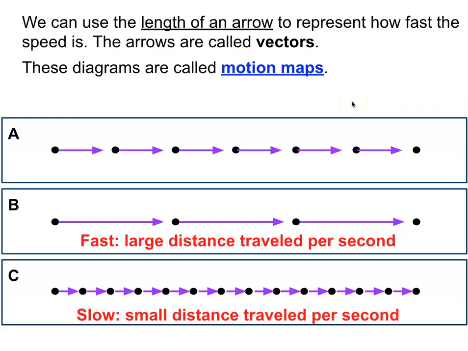We can use the length of an arrow to represent how fast the speed is. So if we were to simply draw in an arrow in between each dot, that length of the arrow is going to represent how fast it is. So if we take a look at our fastest object, object B, you can notice that the arrows are the largest, right? So it's covering the greatest amount of distance per second compared to our slowest object, and its arrows are the smallest because it's covering the least amount of distance per second.